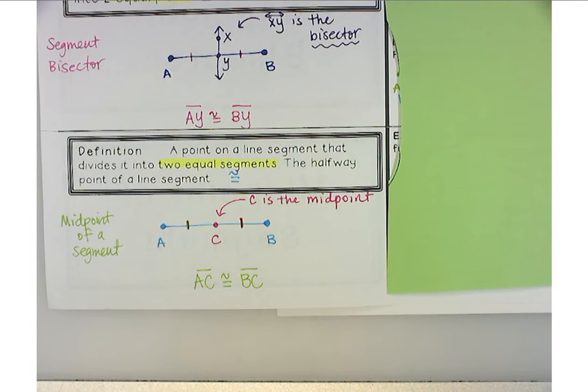Okay, so for the first example, it says if C is between D and E. So think about how that's going to look.